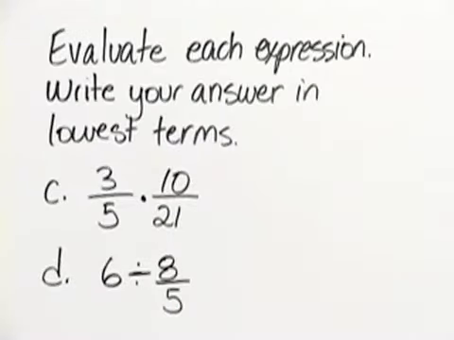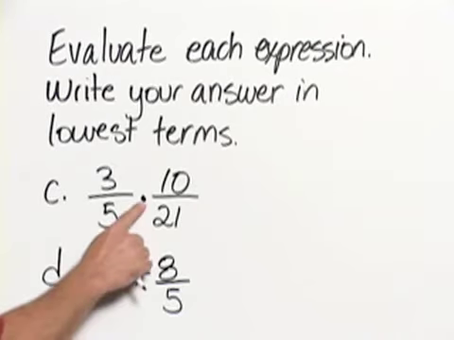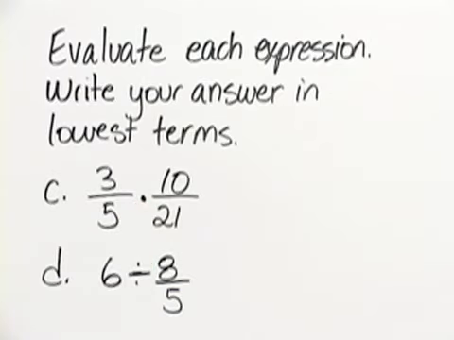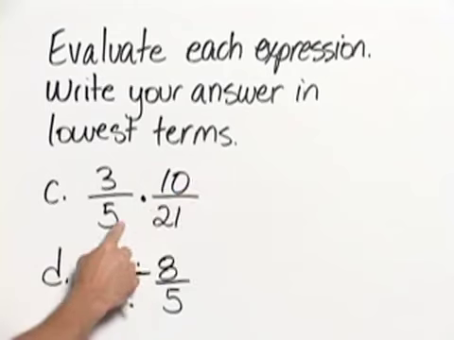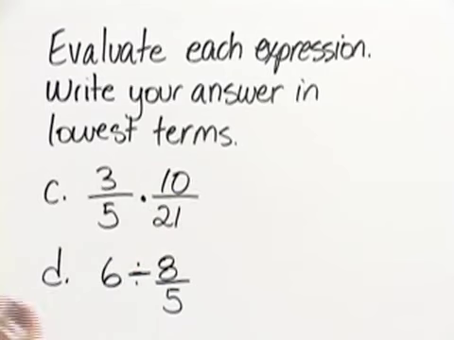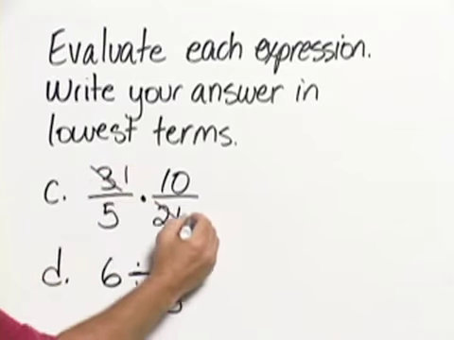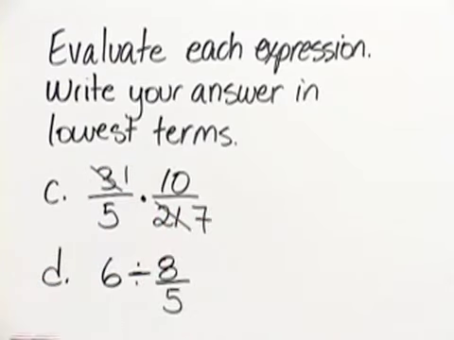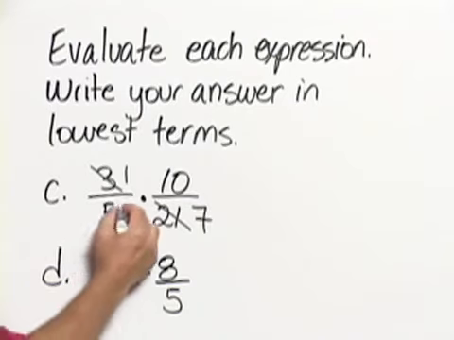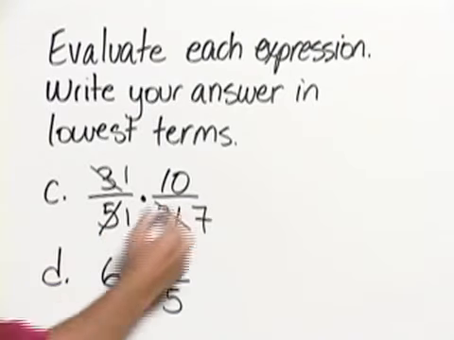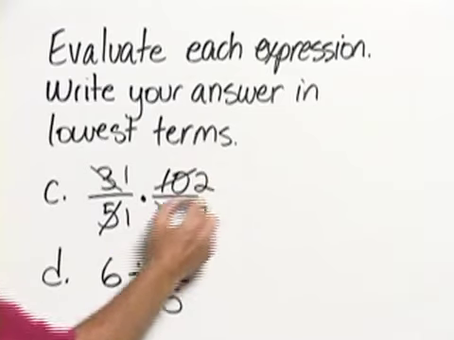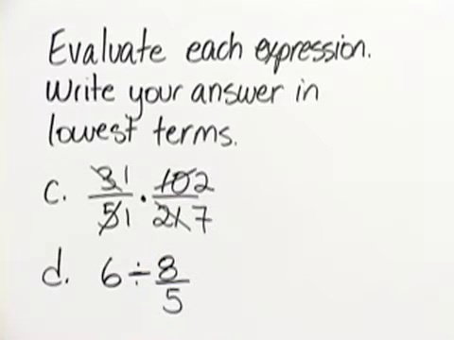For part C, we have 3/5 times 10/21. Now remember, when we are multiplying, we look to see if we can cancel any of the numbers that are in the numerator with any of the numbers that are in the denominator. For example, 3 will divide into itself once, and 3 will divide into 21 7 times. 5 will divide into itself once, and it will divide into 10 2 times. You can see by doing so, it makes the multiplication easier.